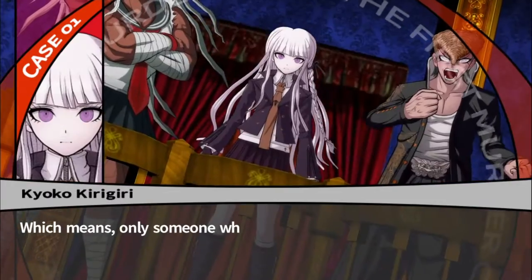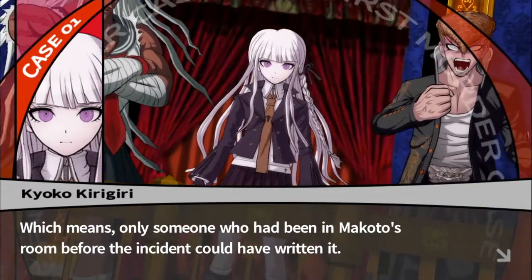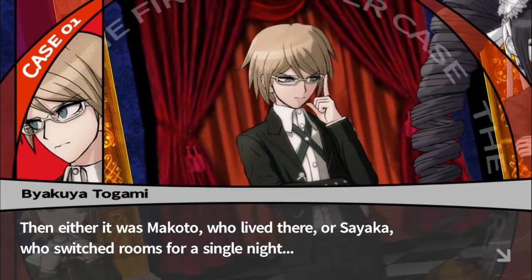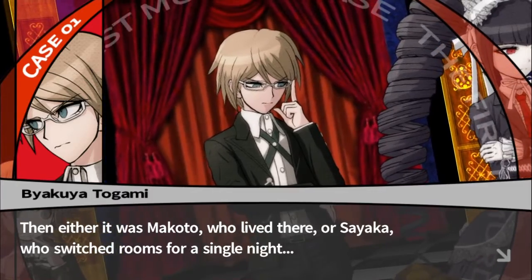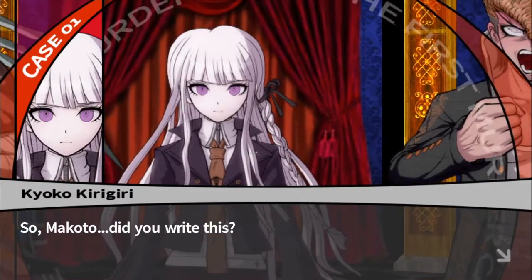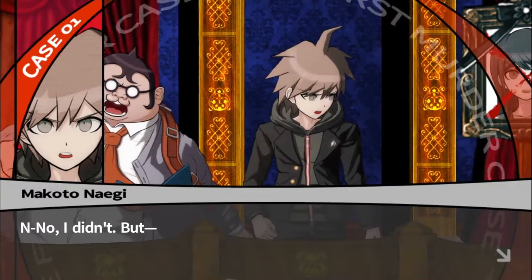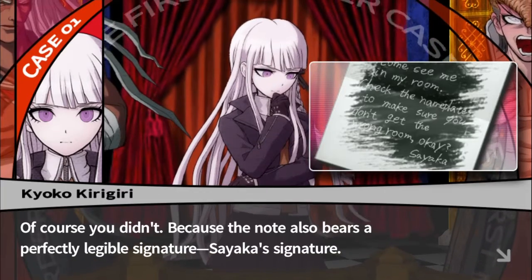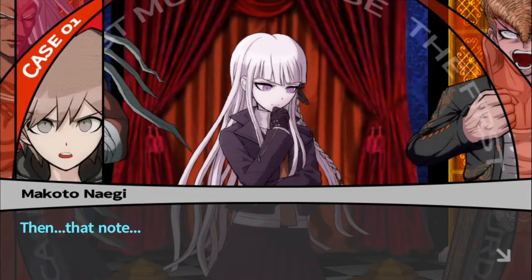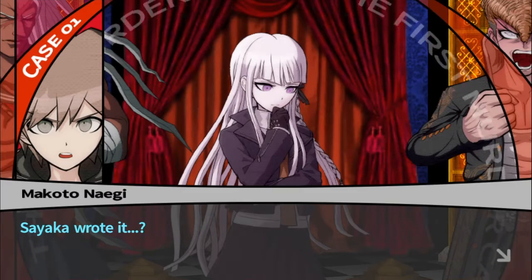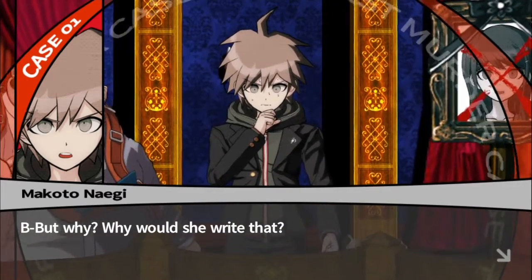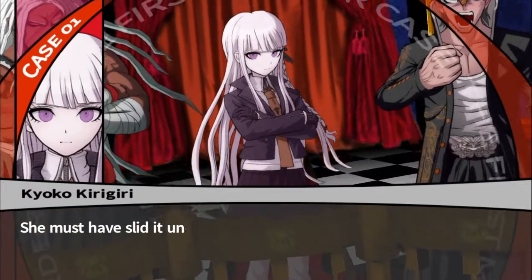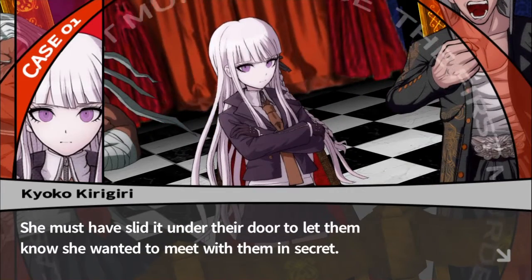Huh? Which means only someone who had been in Makoto's room before the incident could have written it. Then either it was Makoto who lived there, or Sayaka who switched rooms for a single night. So, Makoto, did you write this? No, I didn't. But of course you didn't, because the note also bears a perfectly legible signature. Sayaka's signature. But why? Why would she write that? The note was likely her way of getting in touch with a certain someone.